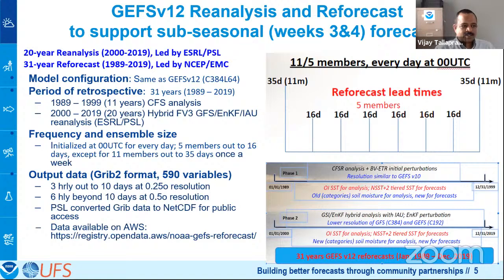The reanalysis and reforecast was done prior to the implementation. We have a 20-year reanalysis going from 2000 to 2019. This was led by the Physical Sciences Laboratory, and a 31-year reforecast from 89 to 2019. This was led by EMC. As you can see, we have 11 members every week going out to 35 days, and 5 members every day going out to 16 days. And this data is available on Amazon Web Services for the community to have easy access, and a lot of interesting research is going on using this modern reanalysis and reforecast data.